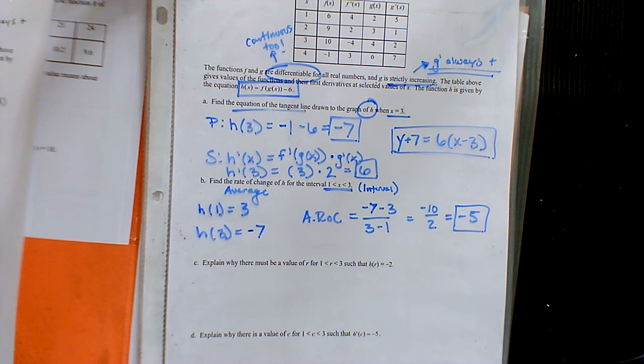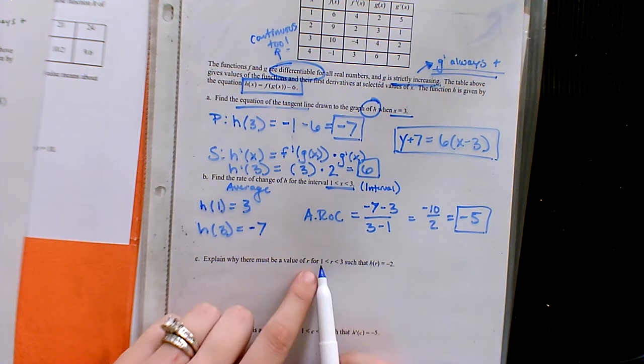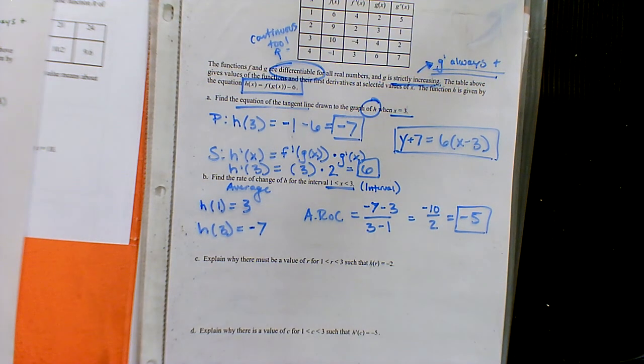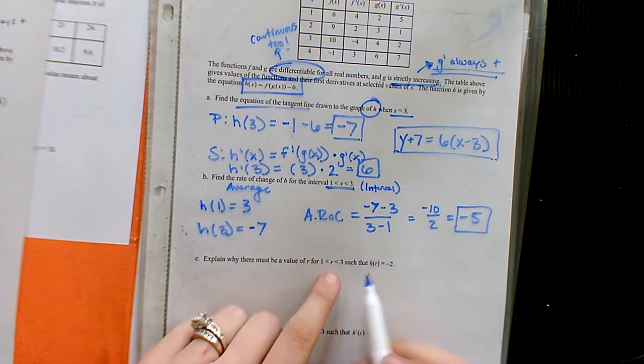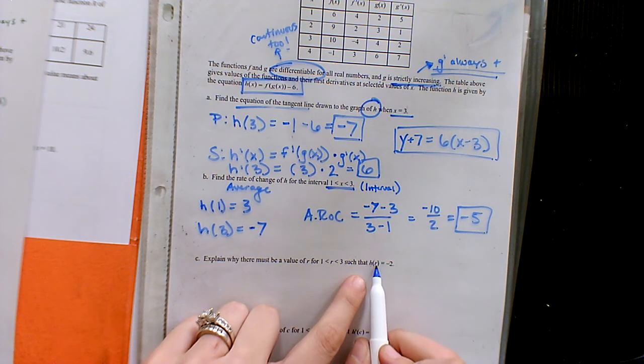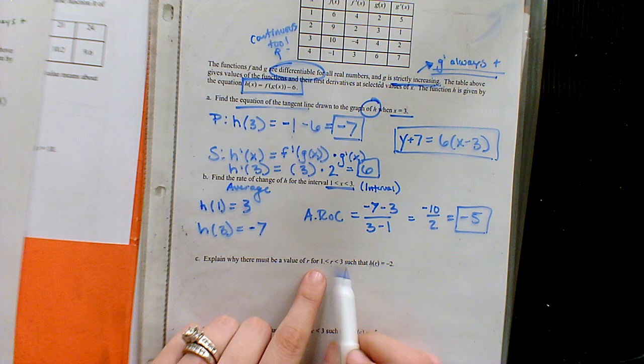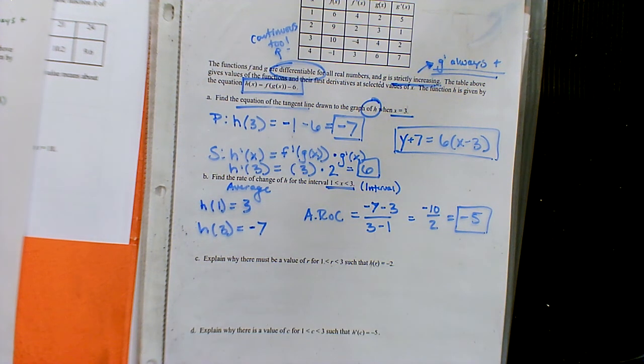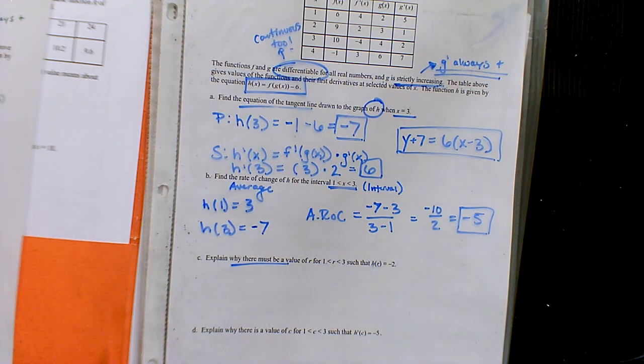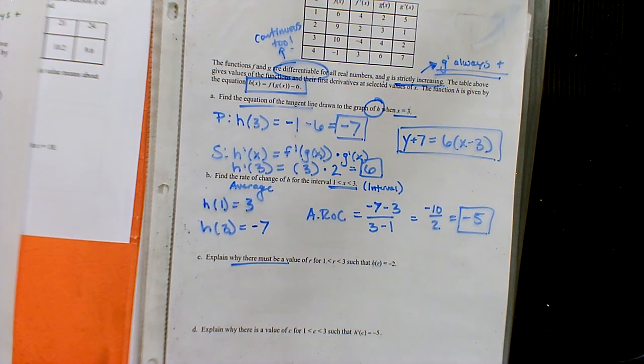Explain why there must be a value for r within this interval from 1 to 3, okay, not technically including the endpoints, but somewhere within that interval, such that h of this spot, whatever number you want to pick between 1 and 3, would have an output of negative 2. Explain why there must be. So looking at that terminology, it seems like we have to check a condition. How do we know this is true? So this is kind of leading us into a theorem. Can we think about which one this particular question is referring to?